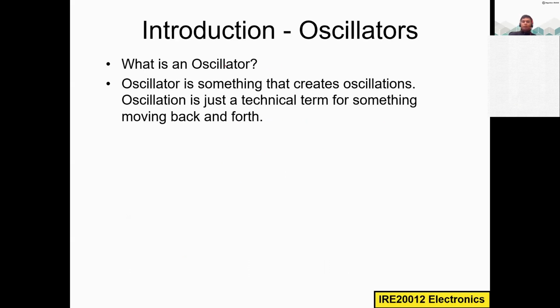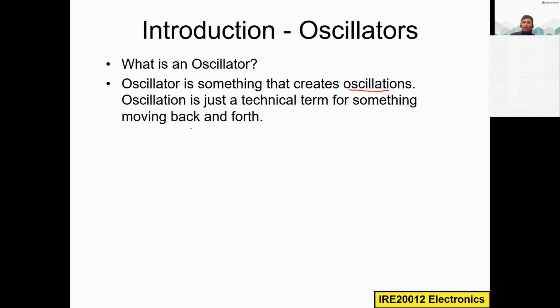First, what is an oscillator? Oscillator means something that creates oscillations. What is oscillation? Oscillation is just a technical term for something moving back and forth. For example, in the olden days, we had the big wall clock. In the wall clock, the center part will just move left and right, left and right. That is also called oscillation.